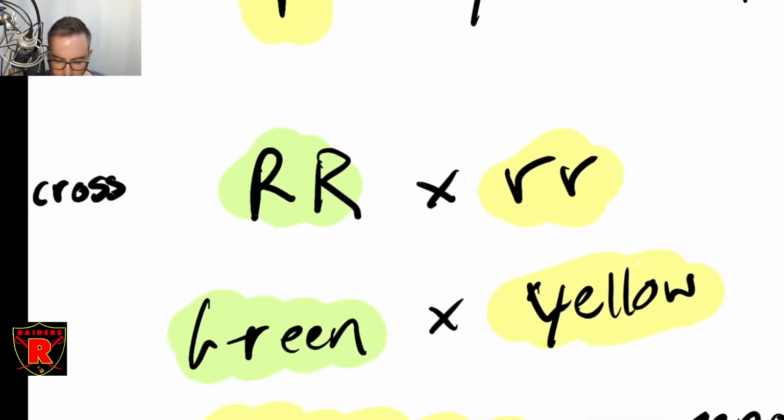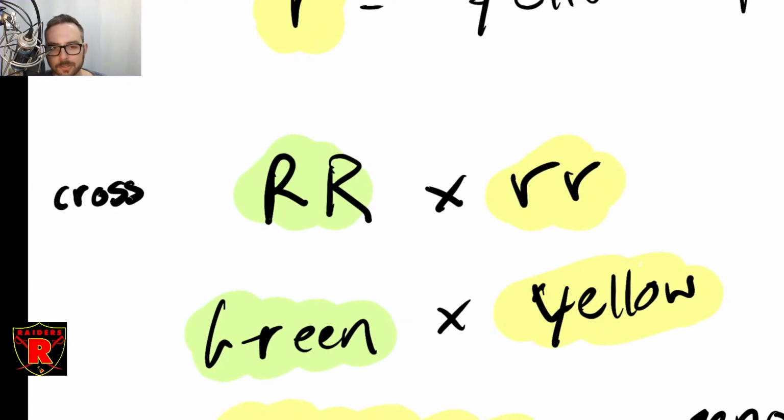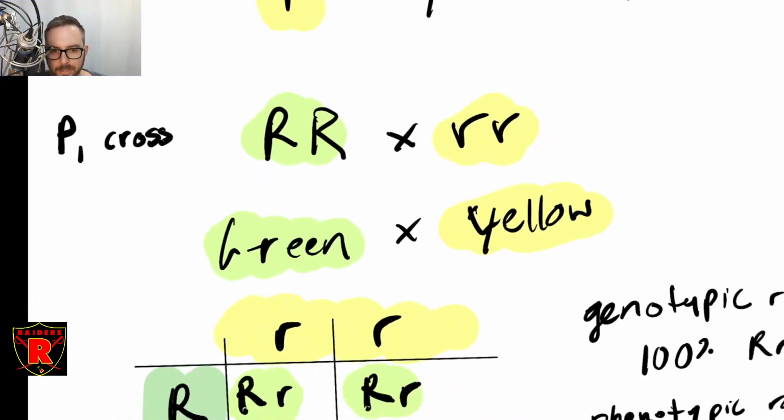So the phenotype then of those parents is green and yellow. That would be the phenotype of the parents. These are all things you're going to include in your genetics problems. I'm going to summarize that later.